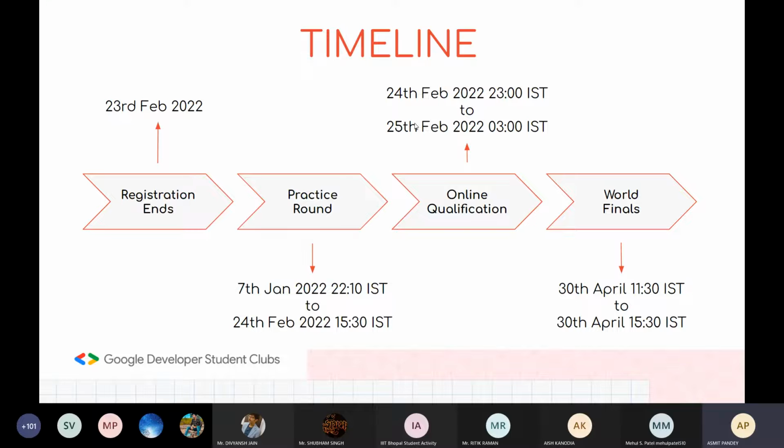The one interesting thing to notice here are the odd timings. Like we know that mostly contests take place during the evening time, but this particular contest ये एक्चुअली रात में हो रहा है। ये 24th की रात को 11 बजे शुरू होगा और 25th को सुबह 3 बजे तक जाएगा। So if you are interested and willing to take part, then make sure to sync your clock cycle according to these time.